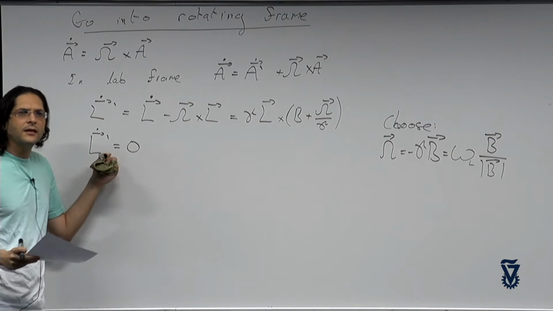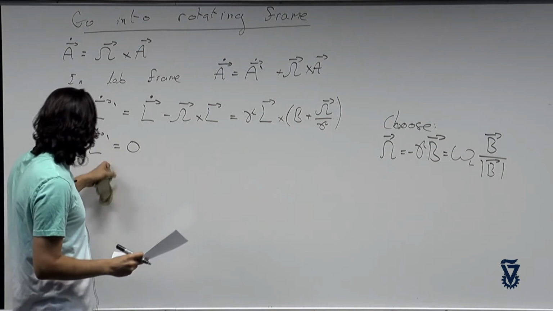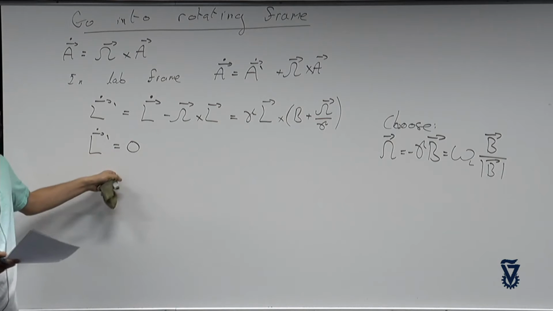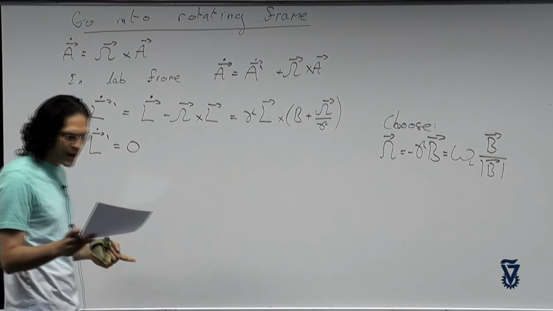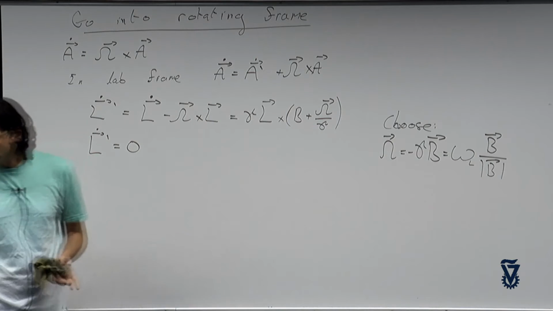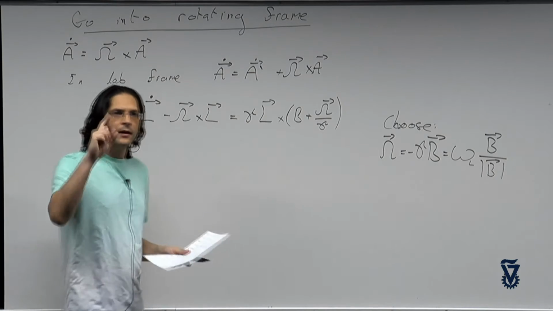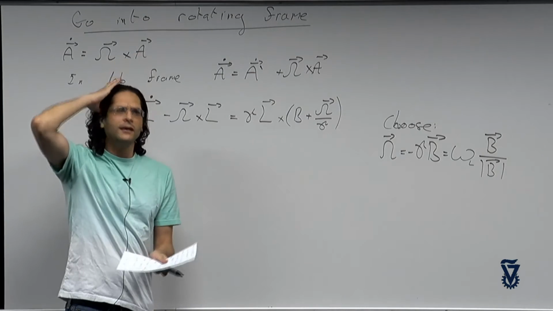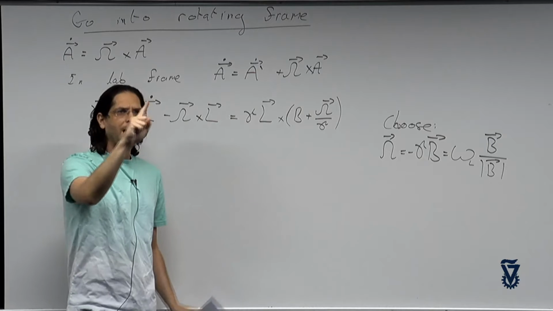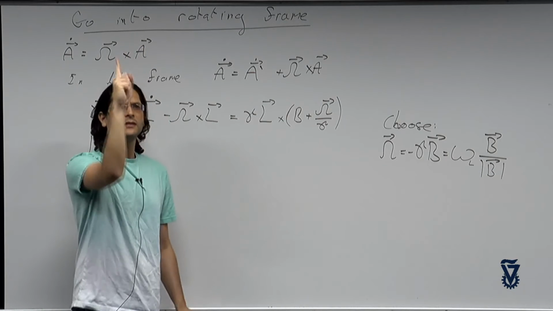And then we get that the time derivative of the angular momentum in the rotating frame is now 0. What we did here is pretty trivial. Remember, we had our magnetic moment, we apply a magnetic field. What happens is, suppose the magnetic field is in the z direction.